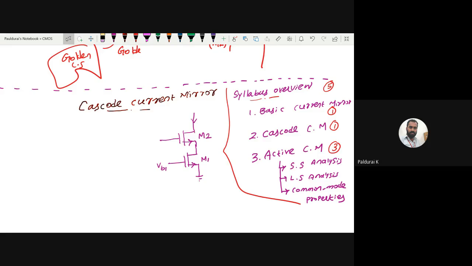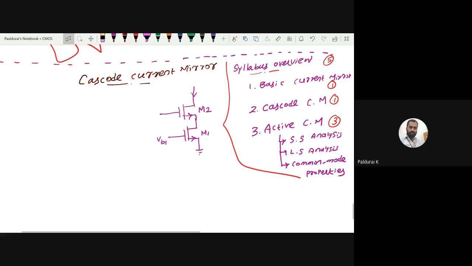Because in many places we will use a cascode current source, cascode amplifier, cascode current mirror, whatever it may be. It may be a current mirror, an amplifier, or a current source. Everywhere we are going to use the word cascode. So what is the importance of cascode? That's why I spent so much time on it. You please try to recollect.